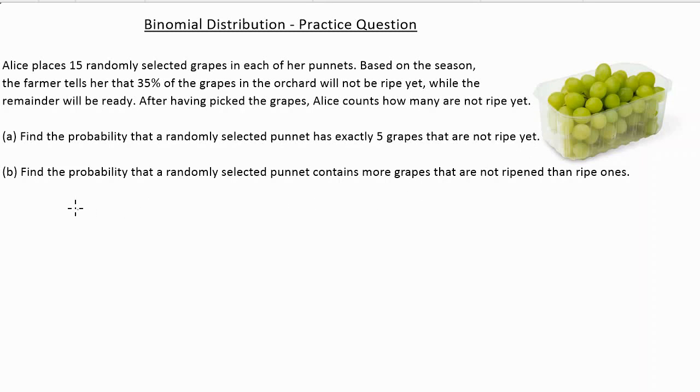The first thing to do is to define our binomial distribution. So the form is like this, and we've got to think about each of our particular ones. So the number of trials would be how many grapes she picks, and it's 15.